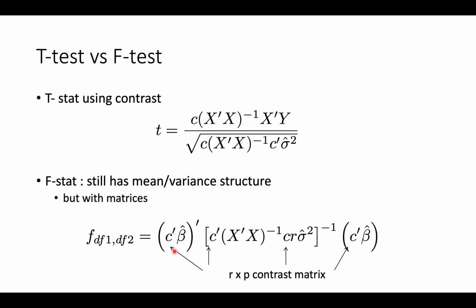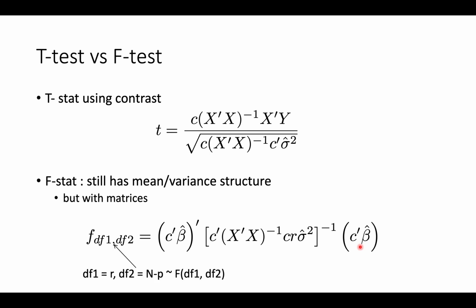Just again, this part right here is an R by P contrast matrix, where R is the number of rows of C and P is the number of columns in X, or the number of parameters in your beta vector. And then you have R itself right here. So this is an R by P contrast matrix here, here, and here, which means after doing the multiplication and transposing, this is 1 by R, this is R by R, and this is R by 1. R is the number of rows in C, which I already said, and then the degrees of freedom. F statistics have 2 degrees of freedom, numerator and denominator. The numerator degrees of freedom are R, and the denominator are N minus P. And then you would compare that to an F distribution with those degrees of freedom.